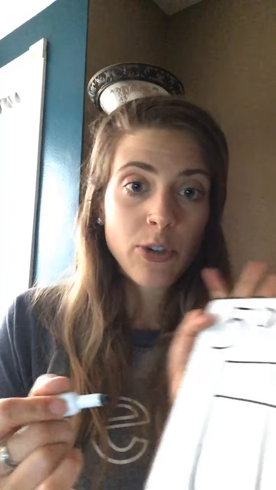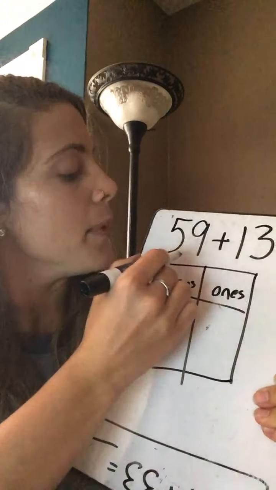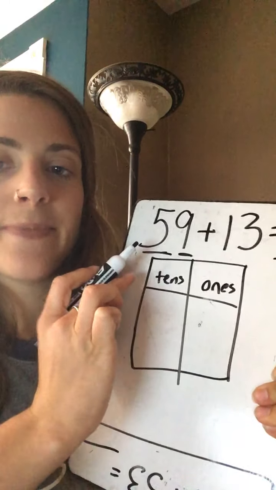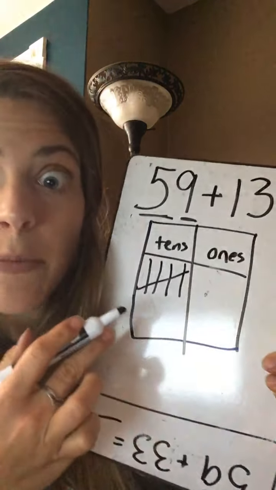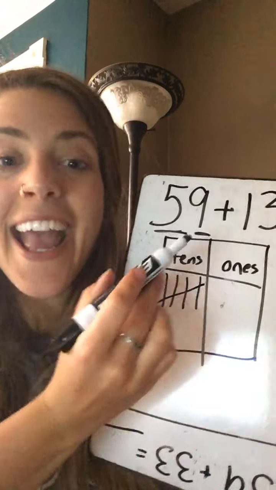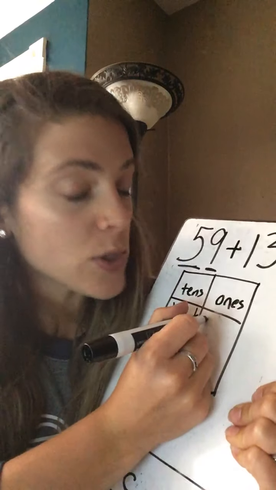59 plus 13. I do my place value chart with tens and ones. Okay. So now I'm going to start with my first number, 59. How many tens? 5. 1, 2, 3, 4. I could even use tally marks if I wanted to. 5. How many ones? I have 9, so I know I'm probably going to have to make a 10, so I'm going to put them in order.